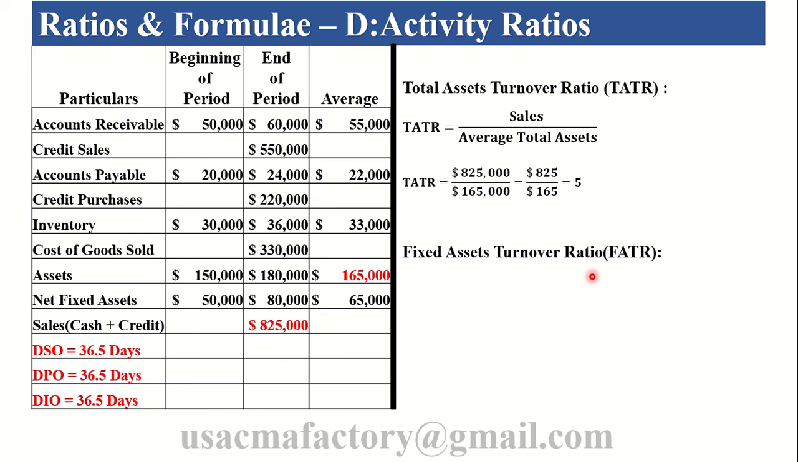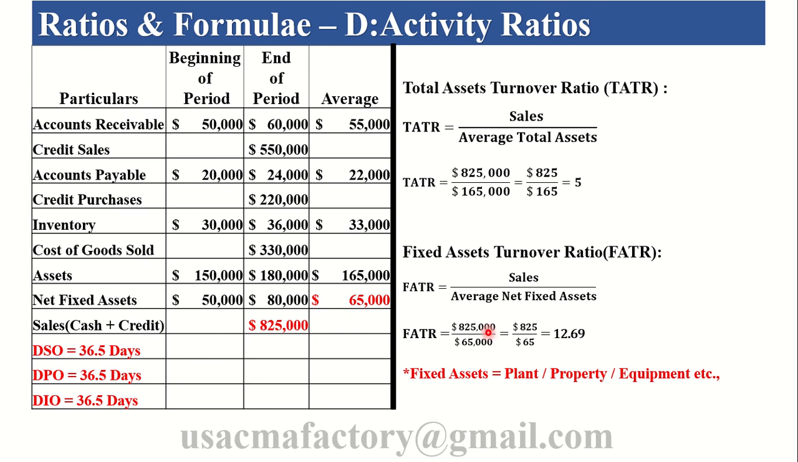Fixed assets turnover ratio, FATR, is sales or revenues divided by average net fixed assets. So 825,000 is common. Average net fixed assets 65,000. Fixed assets means plant, property, equipment, etc. So that is 825,000 divided by 65,000 equal to 12.69.